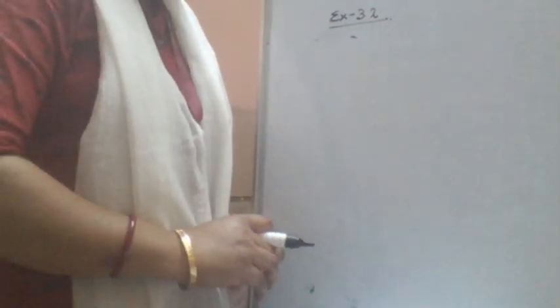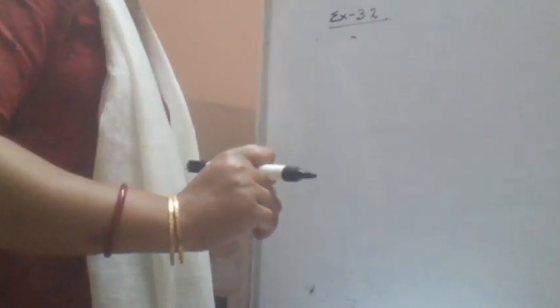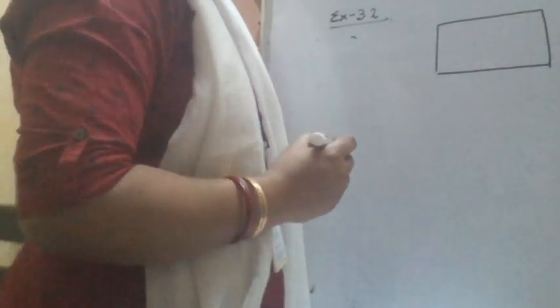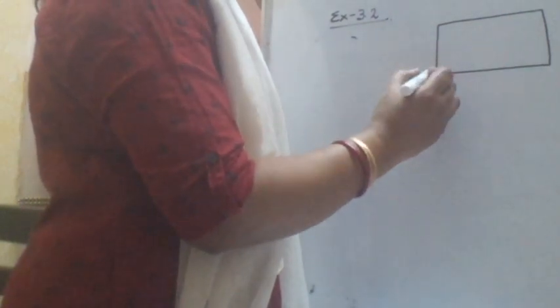Question number 5. Question number 5 says, half the perimeter of a rectangular garden, whose length is 4 meter more than the breadth, 4 meter more than its width is 36 meter. Find the dimensions of the garden. So this is the garden. This is your garden. Draw a small presentation like this. This is how you can present your work neatly in your answer sheet or your notebook.